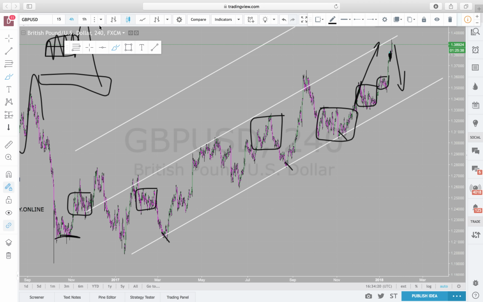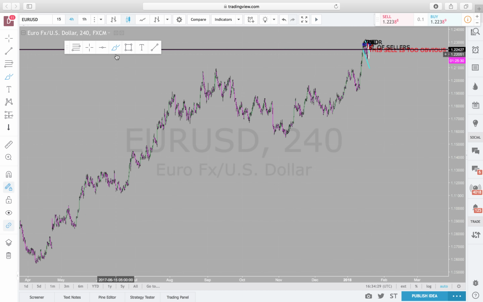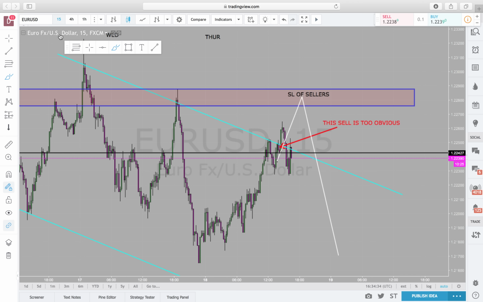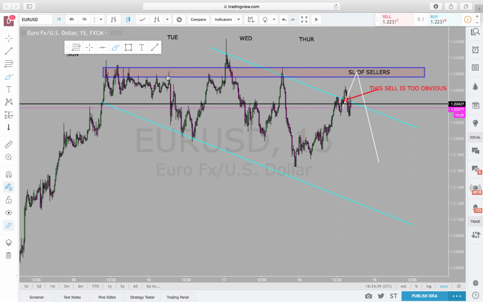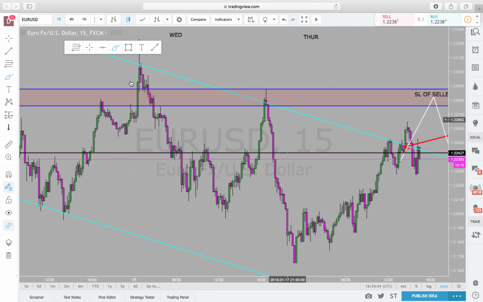So let's check out Euro US dollar. Yeah, this sell was very obvious. So we had, this is the 15-minute chart, but anyway, we had 1, 2, 3 hits to the trend line.